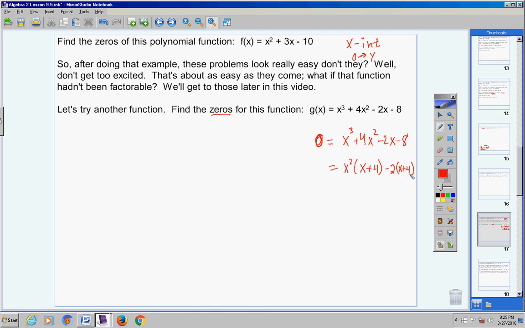Now check it and make sure I'm right. Negative 2 times x, negative 2x. Negative 2 times 4, negative 8. So do my parentheses match right here? Yes, they do. So I write my matching parentheses once, and I'm left over with x squared minus 2. Got it? All of that equals 0, of course. Do you see what I did?